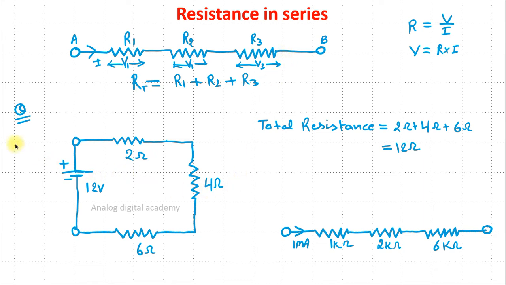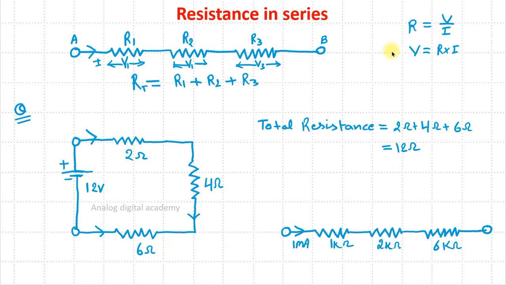Now we will discuss one numerical. This is the series resistance combination, and here is the 12-volt battery, and you can see here all the resistances are connected in series, and in this series the current will be the same in all resistances. As per the series equivalent resistance formula, all the resistances will be added with each other. So 2 ohm plus 4 ohm plus 6 ohm equals 12 ohm.